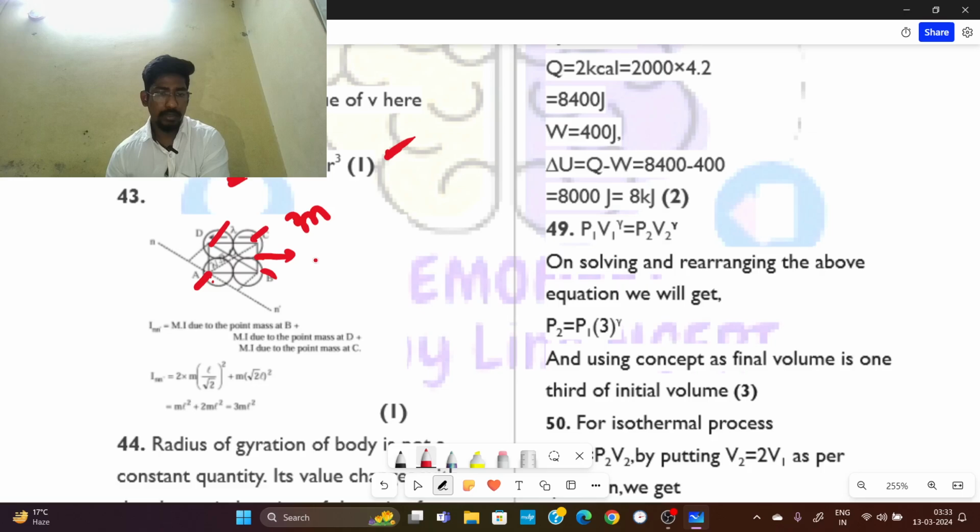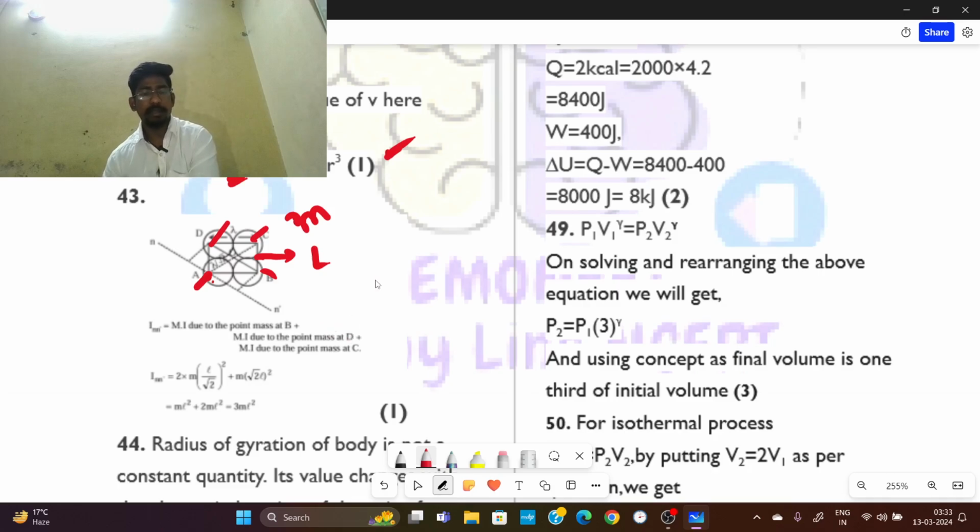Now this is a square whose side length is L. We need the moment of inertia of the system about an axis x passing through A and parallel to BD, where BD is the diagonal of the square. So you have to calculate the moment of inertia about this axis.